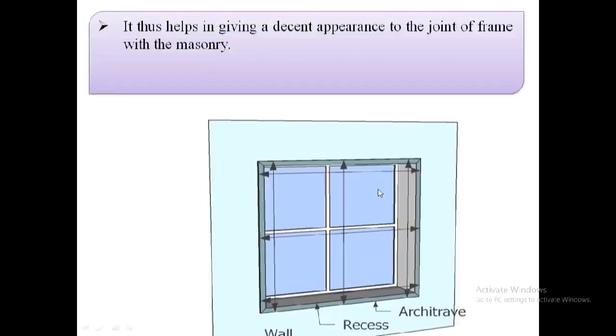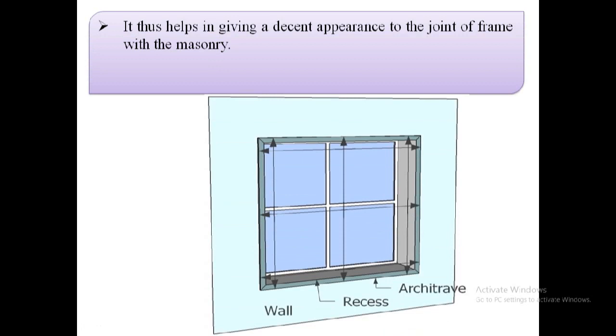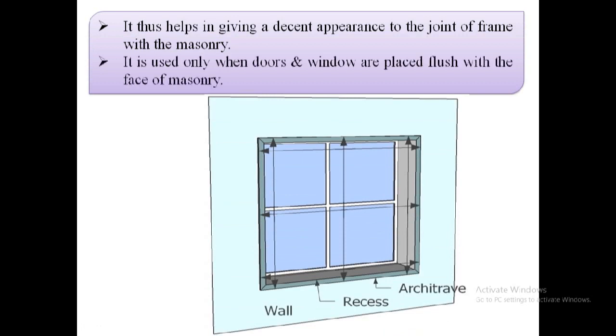Architrave thus helps in giving a decent appearance to the joint of frame with the masonry, and architrave is used only when doors and windows are placed flush with the face of masonry.